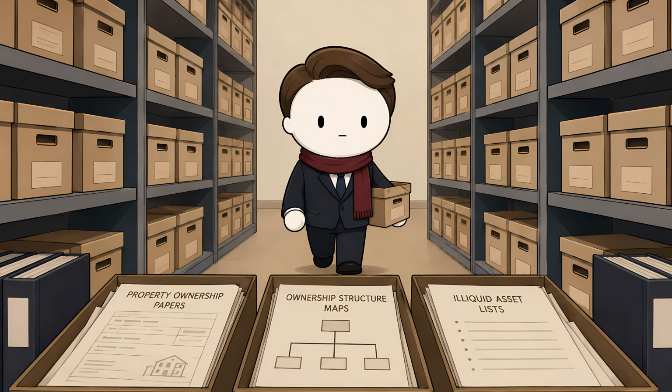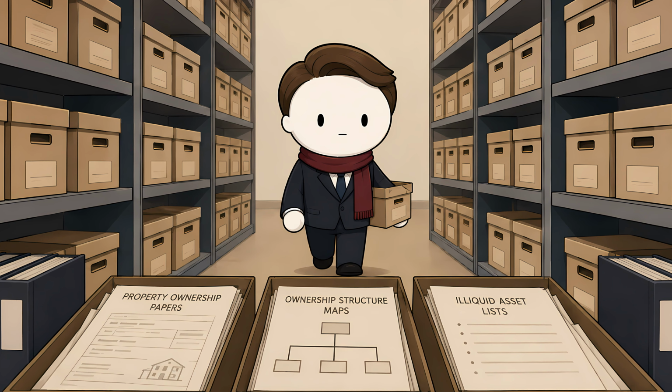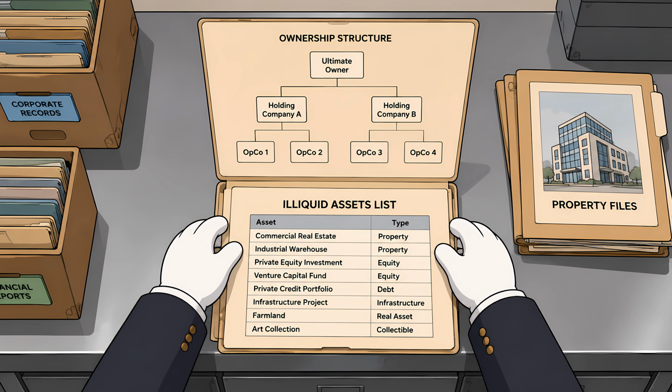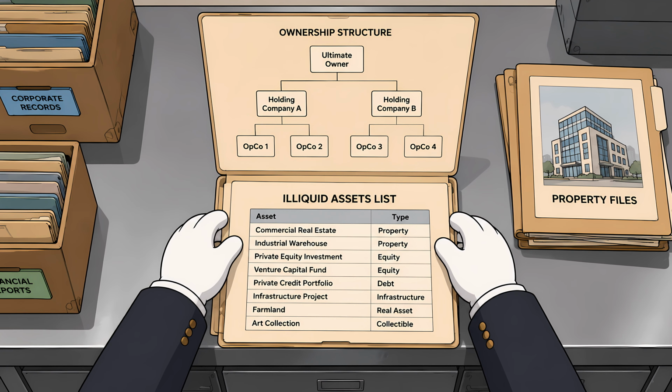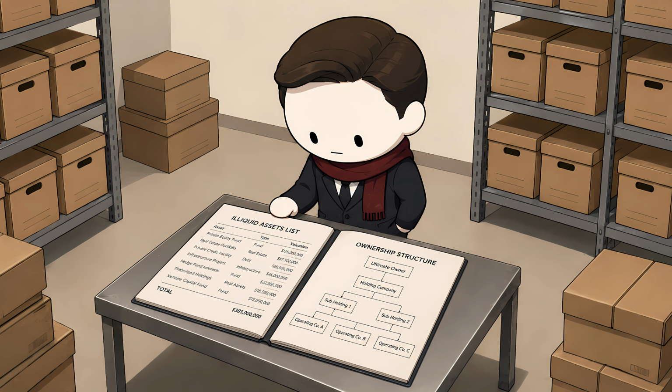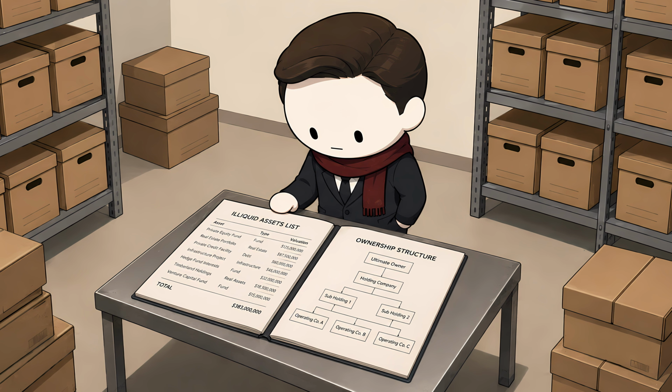You enter the archive of property ownership documents. Inside the archive, you open the ownership structure map. You place the illiquid assets list beneath the ownership structure map. With the illiquid assets list open, you understand the family can break before the market breaks.